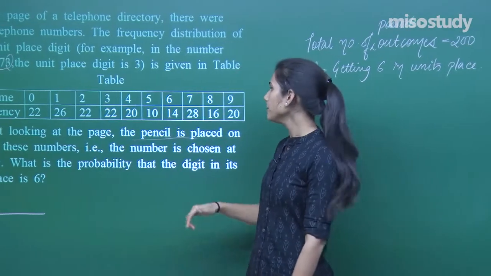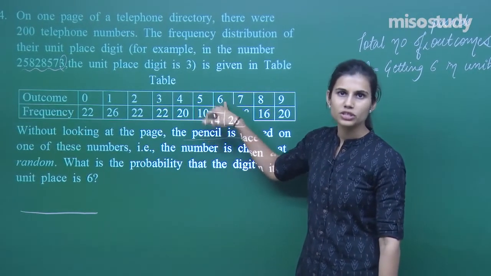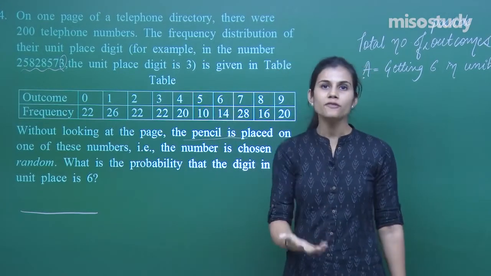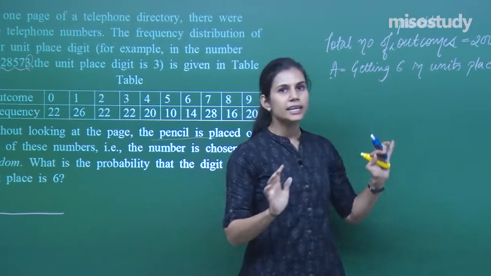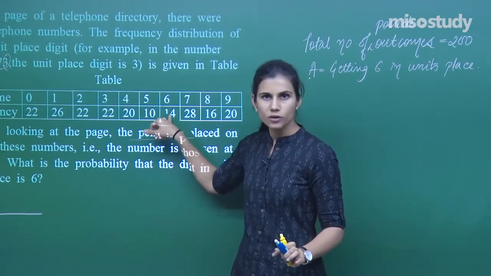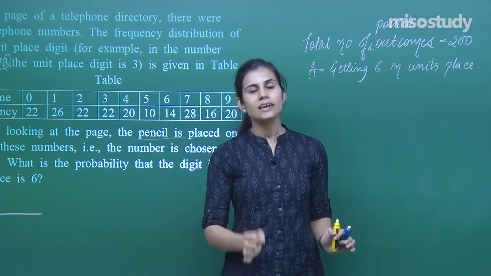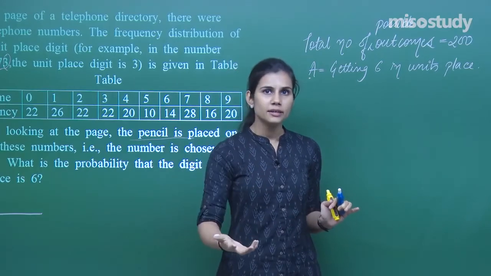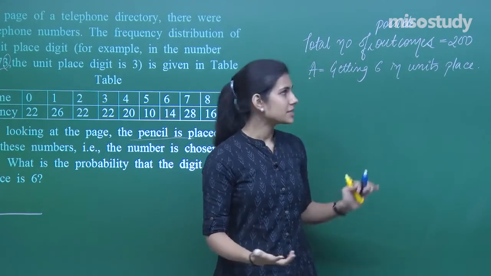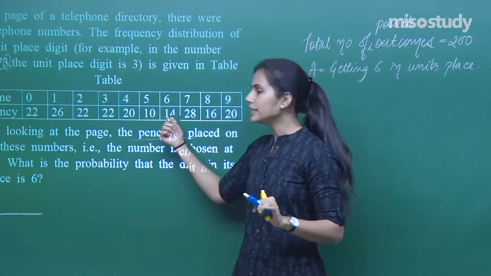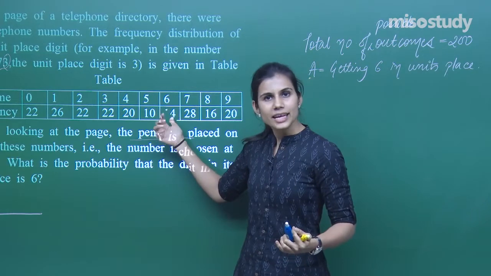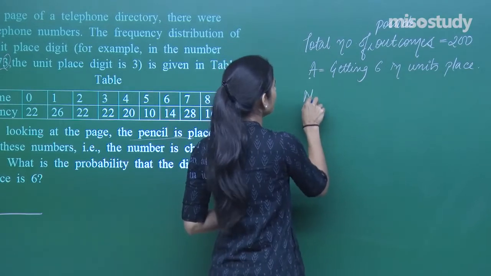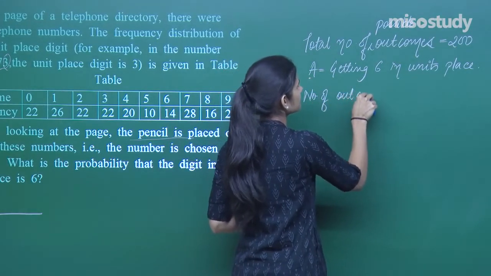Out of the 200 phone numbers, there are 14 phone numbers which have 6 as the unit place. When any one of these 14 phone numbers will be selected, I will say event A has occurred. So, out of the 200 possible outcomes, how many possible outcomes are there which are favoring my event A? These 14 outcomes. When as an outcome I get any one of these 14 phone numbers, then I will have event A occurring.